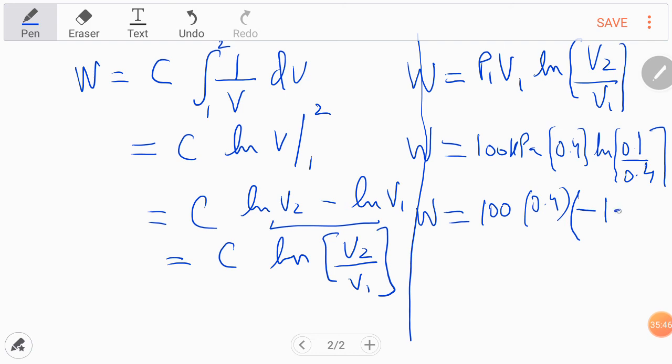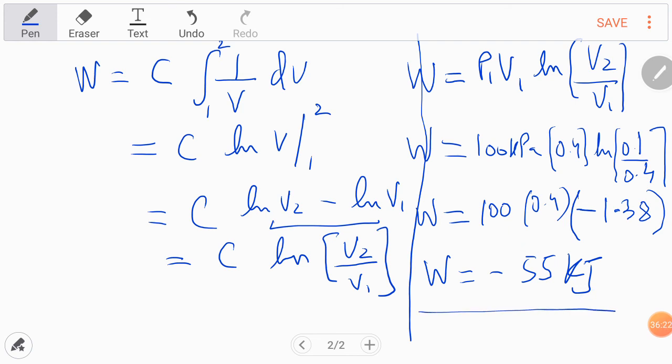Now we left pressure in the form of kilo, so we get the answer in kilojoules. So we get the answer minus 55 kilojoules. If the pressure is in pascal, then we get the answer in joules, but the pressure is in kilopascal, so that's why we get the answer in kilojoules.